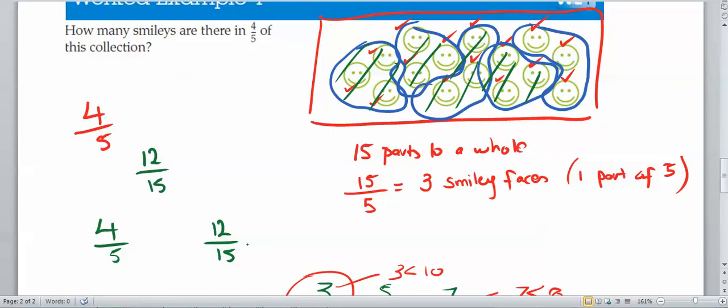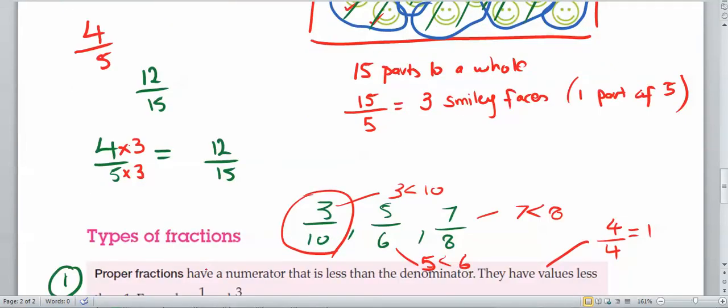And how can we tell if something's equivalent? Well, if they're equal, then we must multiply this numerator by a given number, which obviously gives 12. And if we multiply 5 by 3, we must do exactly the same to the top and bottom, otherwise they're not equal. So therefore, 4 over 5 is the same as 4 times 3, which is 12, over 5 times 3, which is 15.